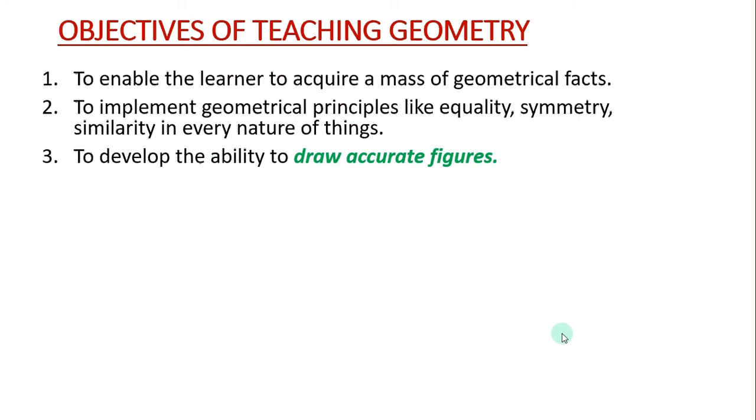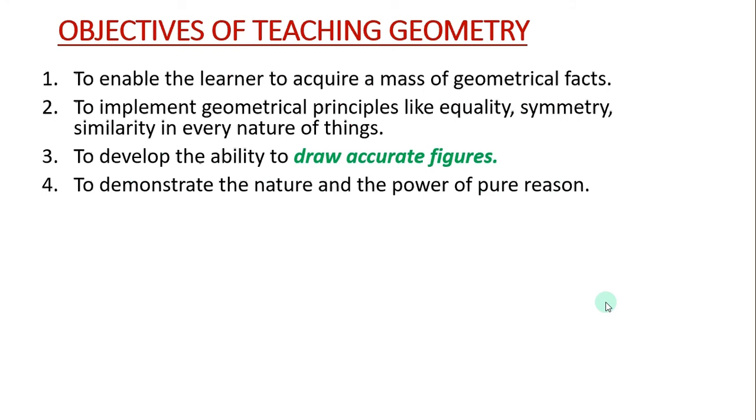And to develop the ability to draw accurate figures. So triangle, quadrilateral, the types of quadrilateral, they have their own properties and characteristics. According to that, the student has to draw the figures, so we have to develop that ability. Another objective of geometry is to demonstrate the nature and the power of pure reason. Why is the shape like that? What are the characteristics? A particular shape has its own characters, and we have to tell about that.